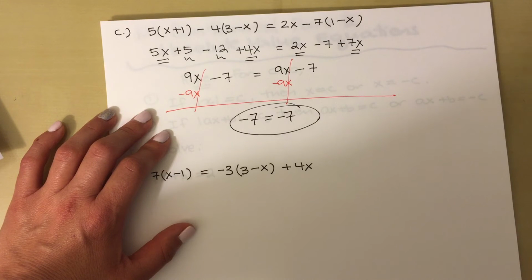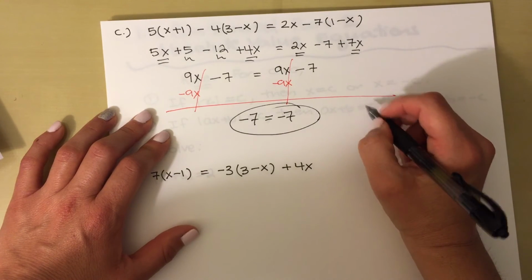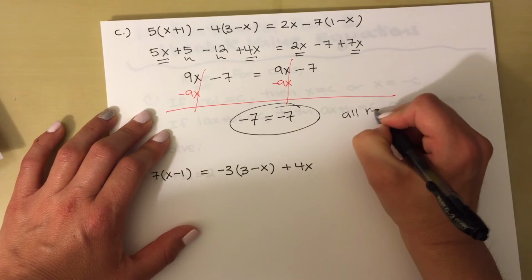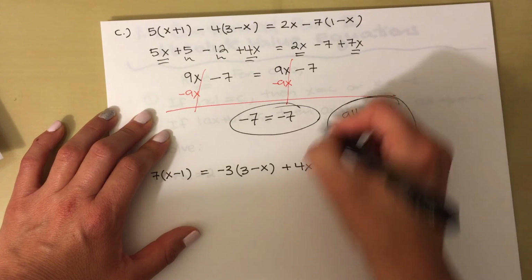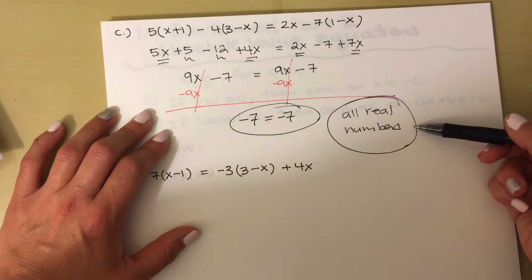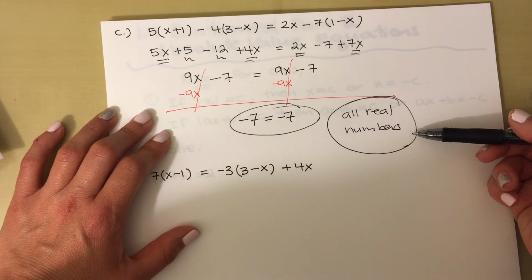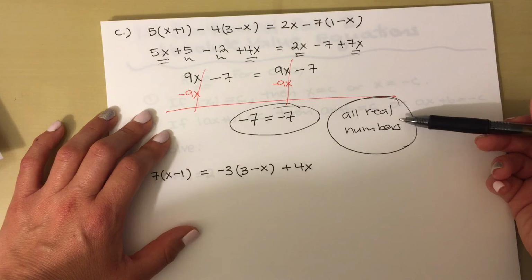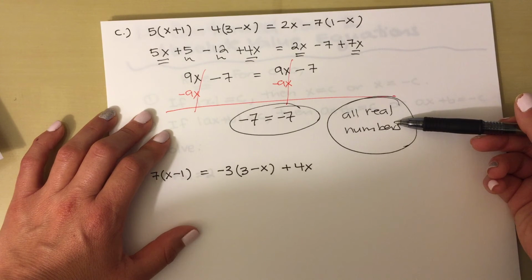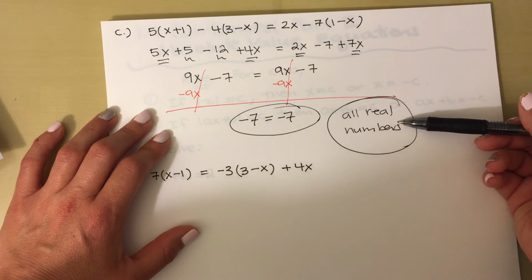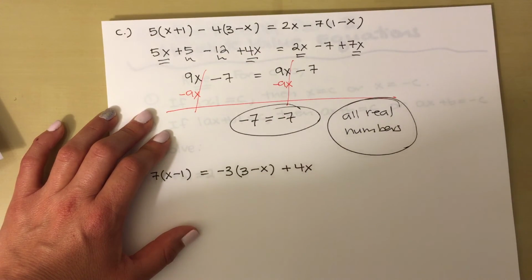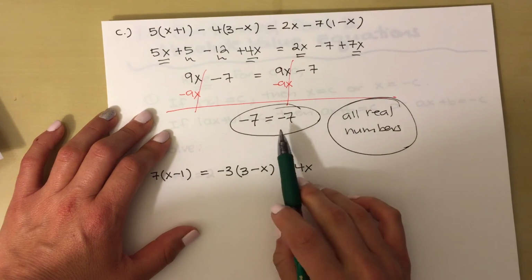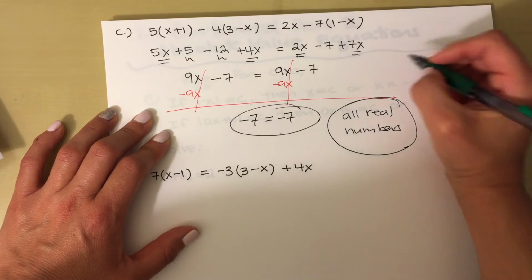If you have a true statement, your answer is going to be all real numbers, and this just means that instead of having one answer for x, we have an infinite number of solutions. So any real number will solve the equation. You can pick any real number, substitute it into the equation, and it will be true. This type of an equation where we have a true statement, this one is called an identity.